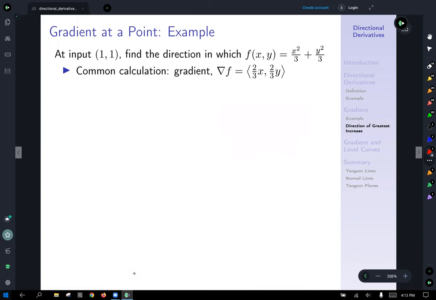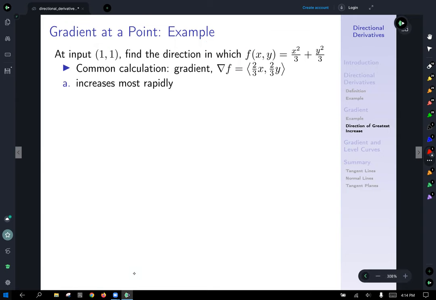All right, so common calculations here. First, we need the gradient. The gradient is going to give us a vector of the partial derivatives. Remember, gradient f equals the partial with respect to x, the partial with respect to y, as a vector. So our partial with respect to x is going to be 2/3 x, and the partial with respect to y is 2/3 y. There's your gradient.